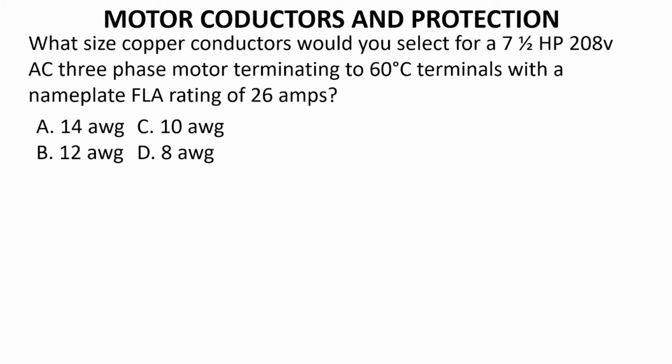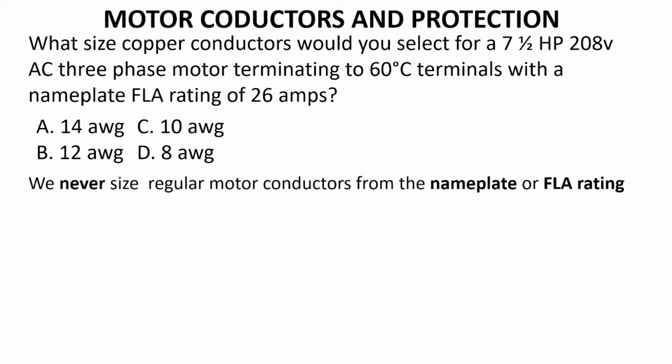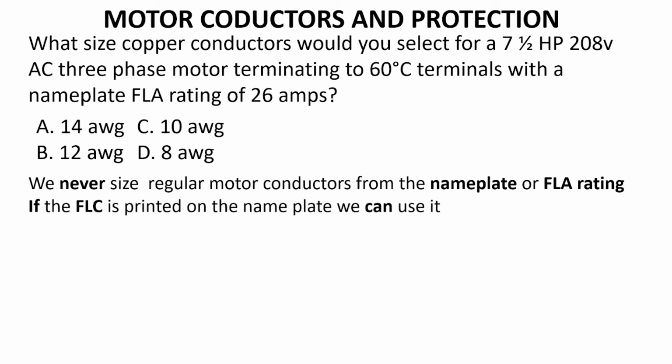What size copper conductors would you select for a 7.5 horsepower, 208 volt AC 3-phase motor terminating to 60 degree C terminals with a nameplate FLA rating of 26 amps? We never size regular motor conductors from the nameplate rating or the FLA rating. If the FLC is printed on the nameplate, we can use it. First thing we want to do is go find what our FLC is for this motor.